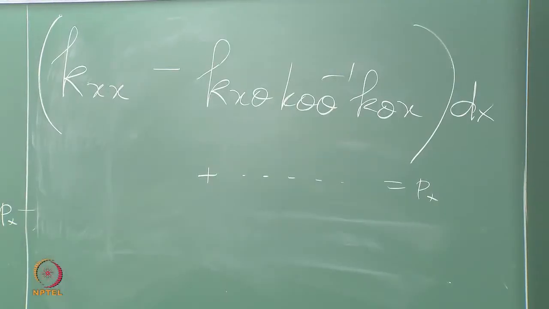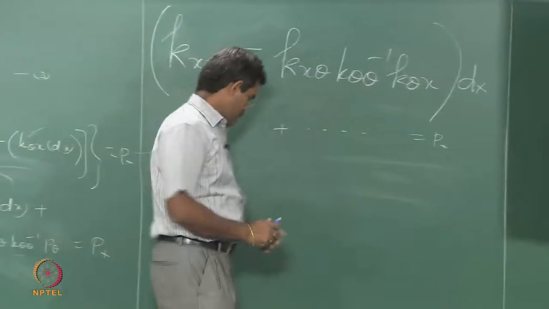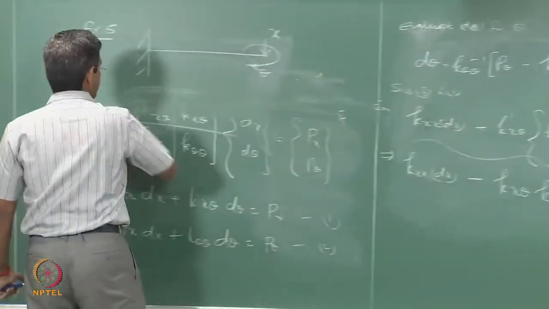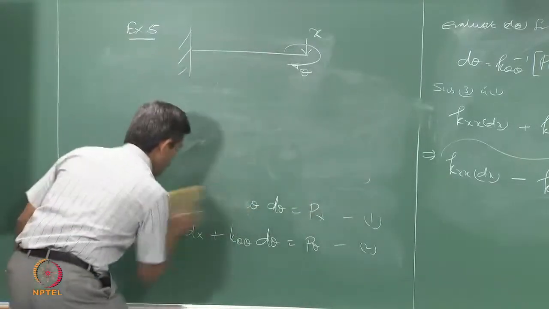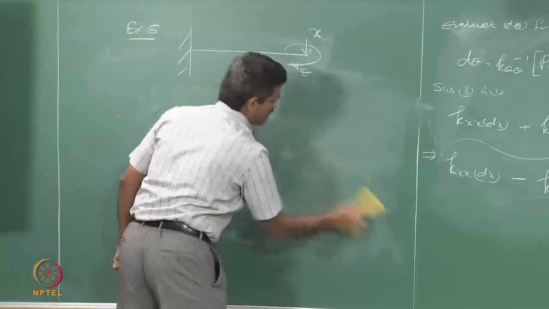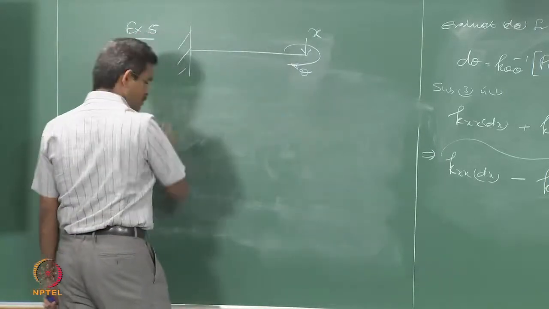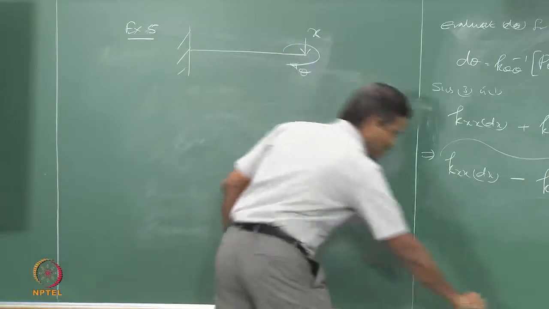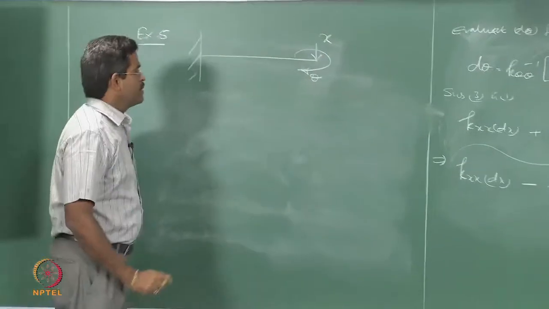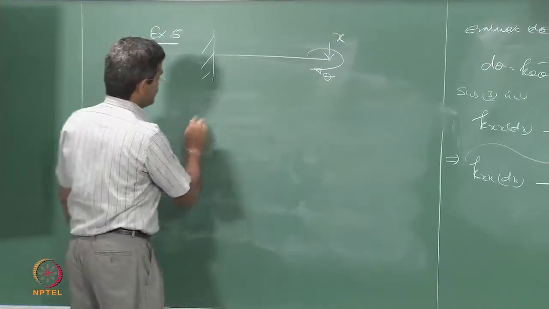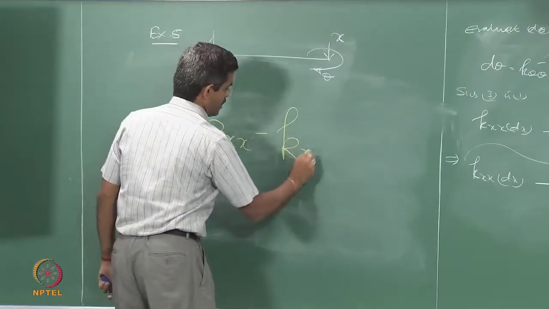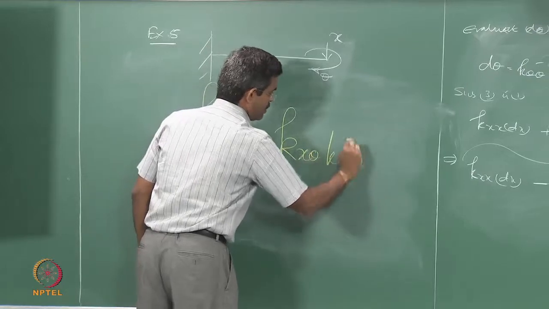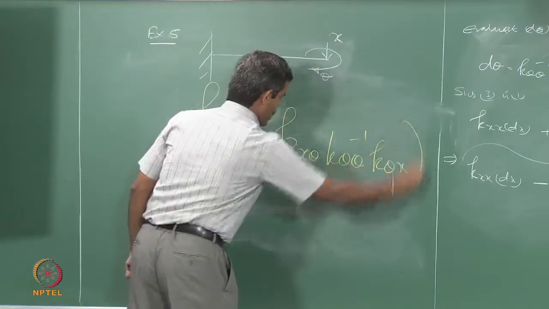It is very easy to remember this equation. I will tell you how. See, I will write it here just for your understanding. The equation may look longer, but you can easily remember the order I am telling you, because in mathematics or in dynamics you have to remember a lot of shortcuts. It is a life saver. Okay. Now, I want to write Kxx minus Kx theta K theta theta inverse K theta x of dx.